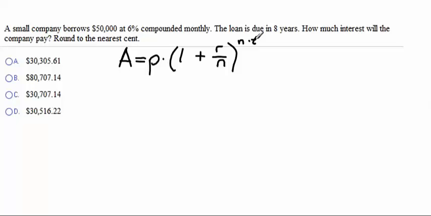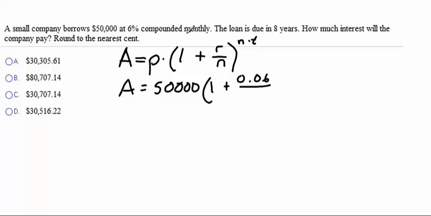So we have to take the principal, which is the amount of the loan, $50,000, multiply that by 1 plus the rate as a decimal, 0.06, divided by 12, since it was compounded monthly, which means 12 times a year. That whole quantity has to be raised to the n times t. So it's compounded 12 times a year for 8 years. 8 times 12 is 96. So at the end of each month, interest is added to the balance for 8 years.